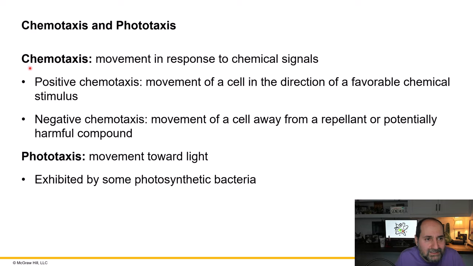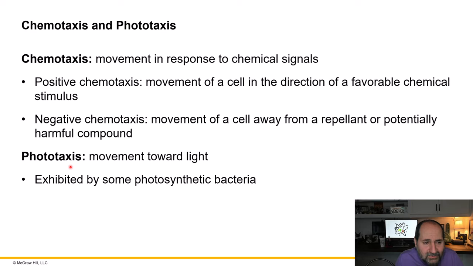Now, look here, chemotaxis, again, this is movement in response to chemical signals. If you're moving towards the chemical, this is known as positive chemotaxis. So imagine there's a favorable chemical such as sugar. The bacterium will move towards the sugar. That's positive chemotaxis. Now, what if there is a repellent or a potentially harmful compound? Let's say there's an antibiotic around, right? The bacterium doesn't want to get anywhere near that toxic compound or that harmful compound. That would be negative chemotaxis because the bacterium could set a course away from that chemical gradient.